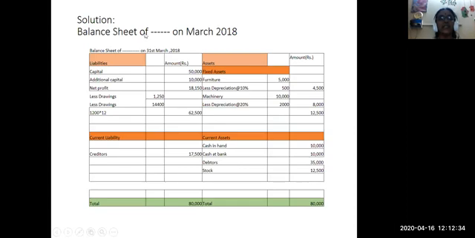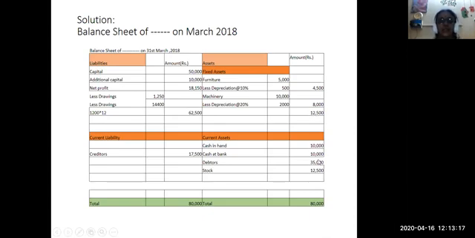So the title: balance sheet of so-and-so company on March 2018. Let us start with the asset side. Fixed asset, furniture: it's 5,000 in the beginning, less depreciation at 10%, which works out to 500. That comes to the asset value of the furniture as 4,500. Then comes the machinery. Machinery is 10,000, which is given in the problem, less depreciation charged at 20% on 10,000, which is 2,000. That comes to the value of the machinery as 8,000. So the total of the fixed assets comes to 12,500.